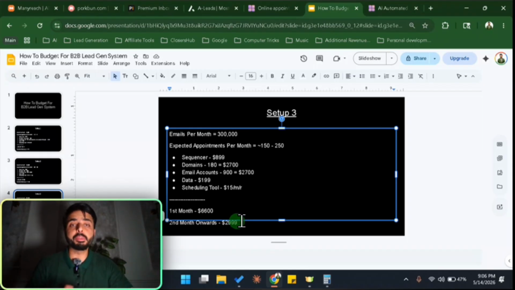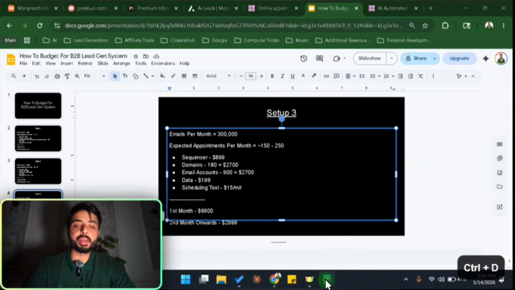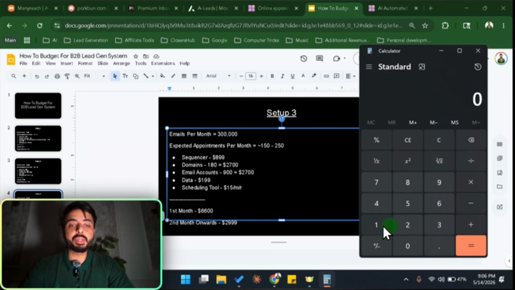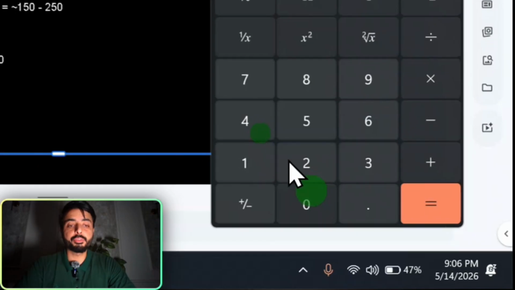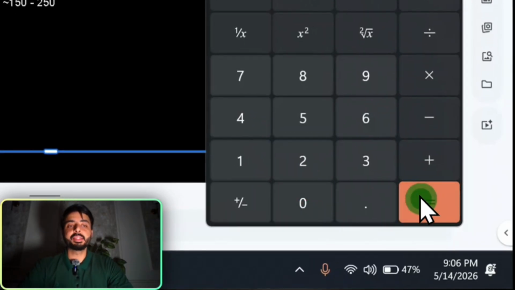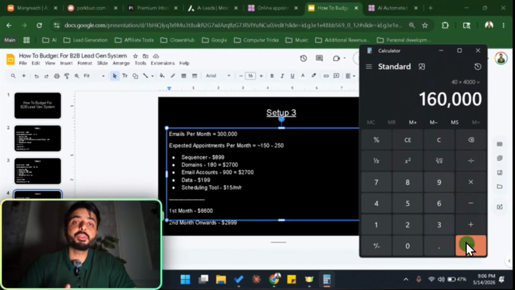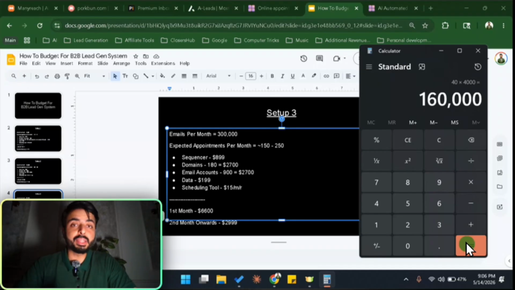Obviously, there are a lot of variables involved in this, but this should give you an idea. And if this seems like a lot, then you have to think in terms of ROI. Because let's just say that you get 200 appointments and your close rate is only 20%. That means that you close 40 deals. If your average deal size or average customer lifetime value is $4,000, then that means that you actually closed $160,000 in a month by only investing $3,000. So think in terms of ROI and decide what type of system you want to build.